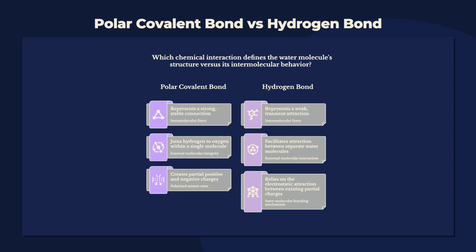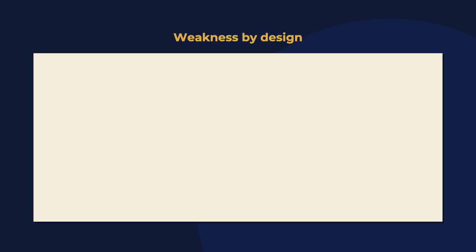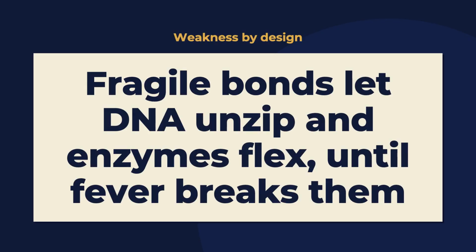Oxygen pulls shared electrons closer, leaving it slightly negative and hydrogen slightly positive. A polar covalent bond joins hydrogen to oxygen inside one water molecule, while a hydrogen bond attracts that molecule to its neighbor. This weakness is the design, not a flaw.